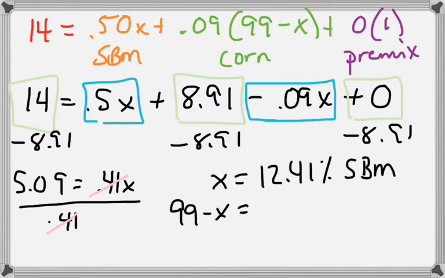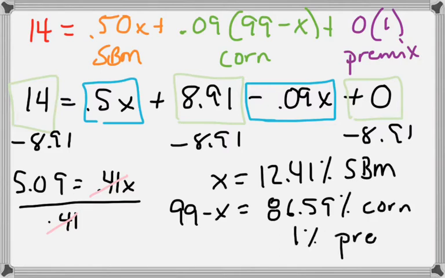99 minus x equals 86.59% corn, and then we have 1% of the premix. That's how you solve a fixed ingredient problem using algebra.